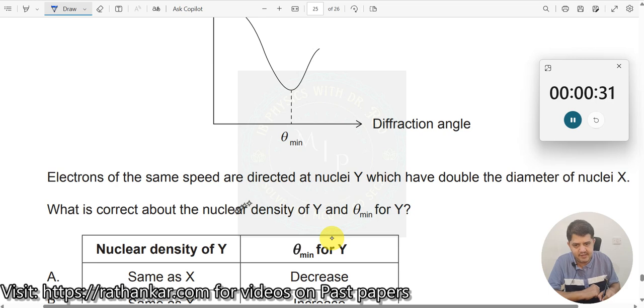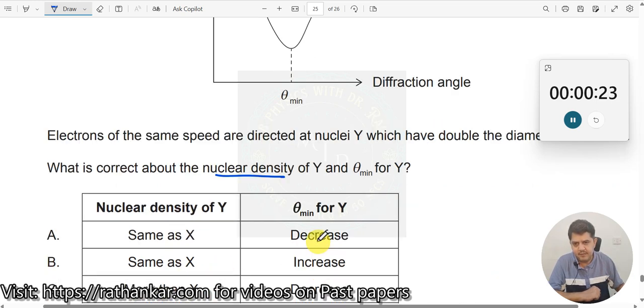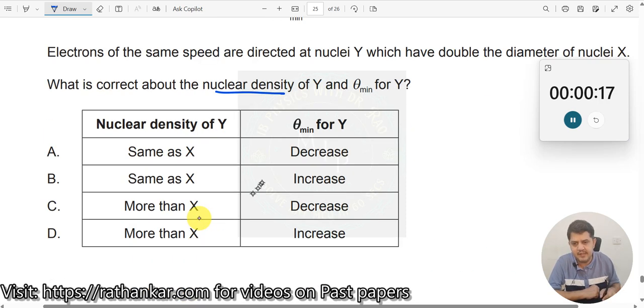First part is easy. Nuclear density, what does nuclear density depend on? It does not depend on anything. Nuclear density remains a constant, which means the nuclear density of Y is the same as that of X. So therefore this is correct. So A and B are correct while C and D are incorrect.